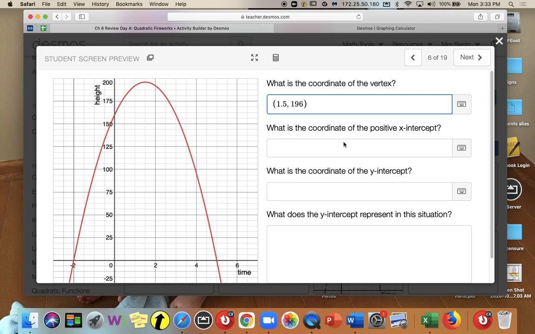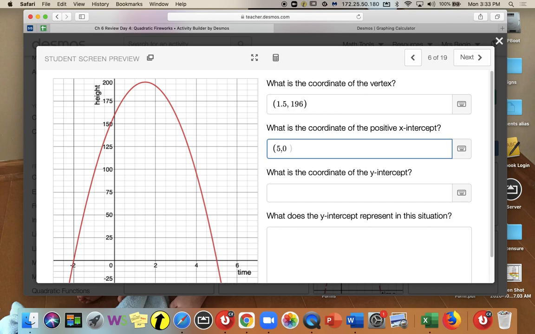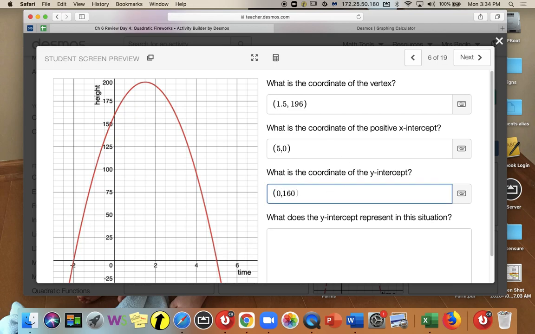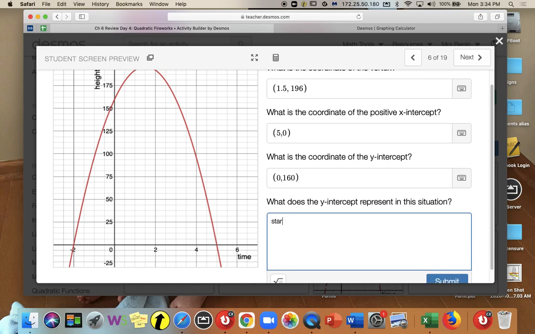What's the coordinate of the positive x-intercept? Oh, we could have just used this. Silly me. Okay. What is the coordinate of the positive x-intercept? So that's going to be 5 seconds. So there's that 5, 0. What is the coordinate of the y-intercept? Again, we said the starting value is 0. At time 0, it was 160 feet tall. That's the starting height.